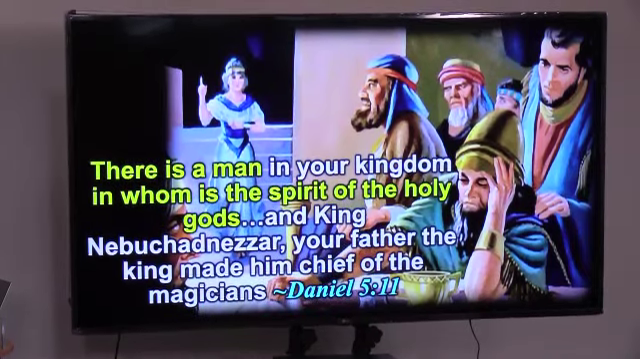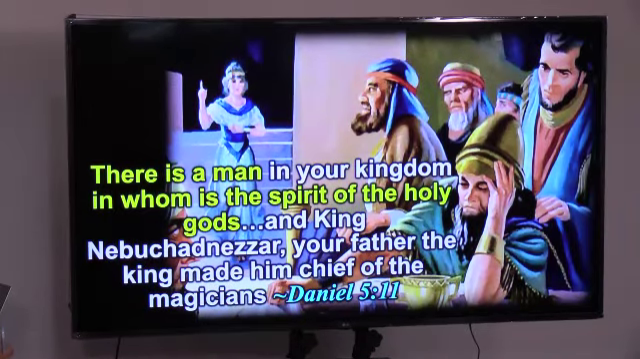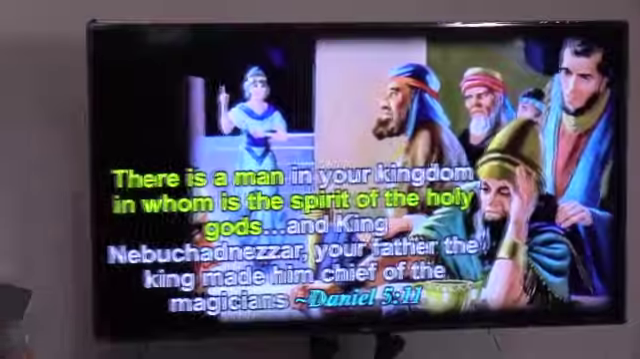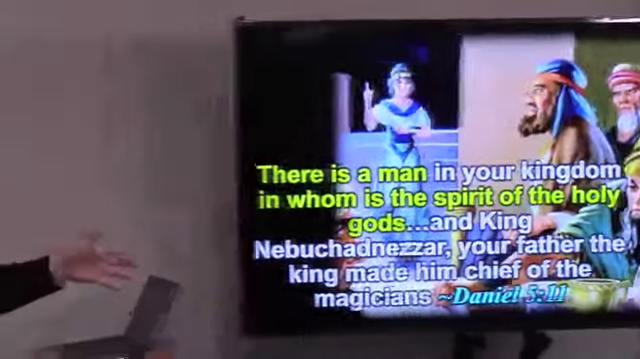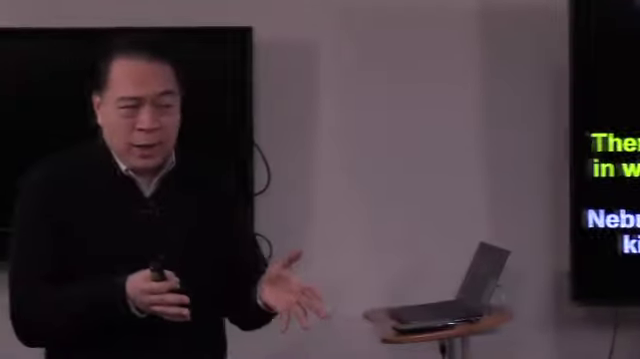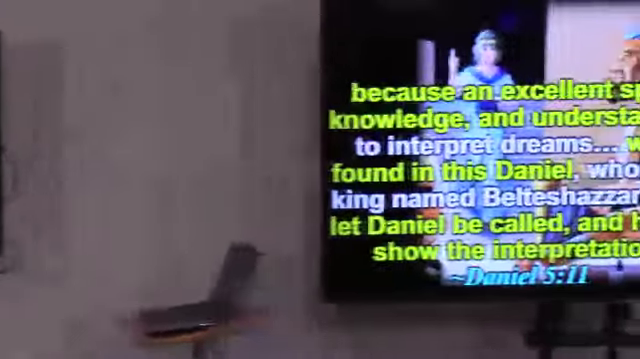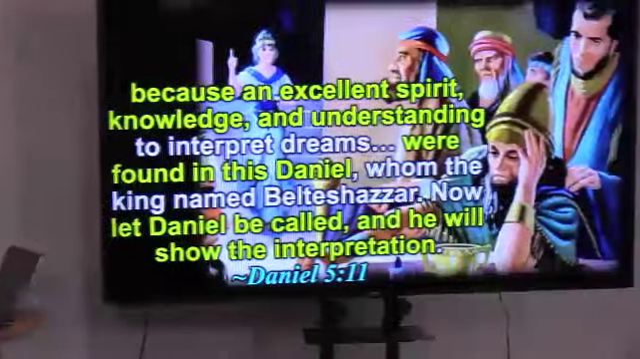They say Adagope, the mother of Nabonidus on the Assyrian side, was the queen. Yeah, but she was the priestess of the moon god Sin and would not have known about Yahweh. So there must be another queen, another daughter of Nebuchadnezzar who knew about Daniel and Yahweh, and that must have been the queen talking here that is mentioned in Daniel 5:11. Because an excellent spirit, knowledge, and understanding to interpret dreams were found in this Daniel, whom the king named Belteshazzar.